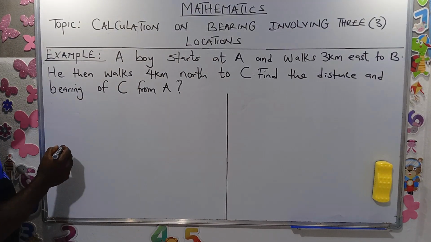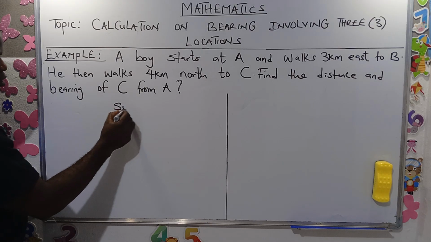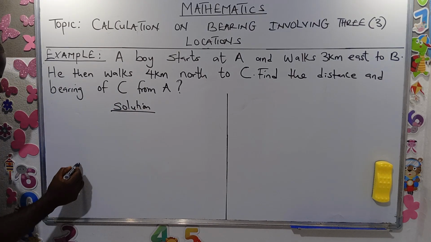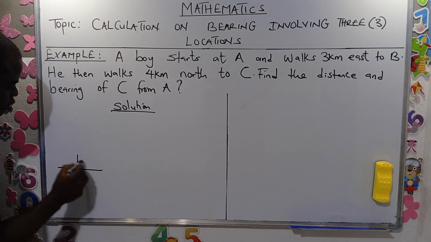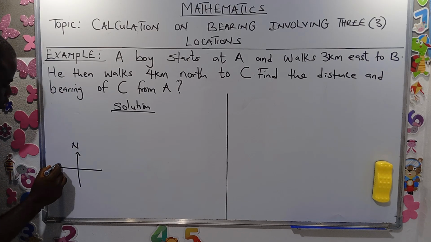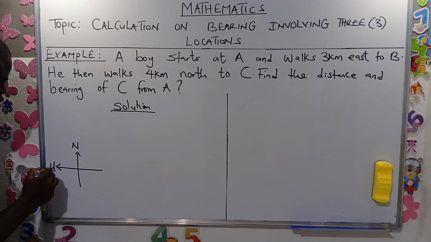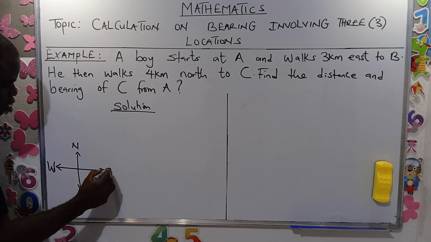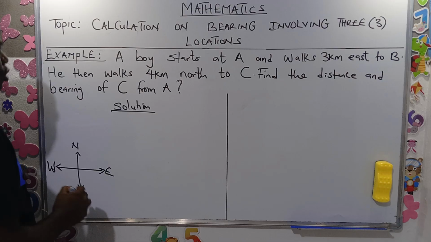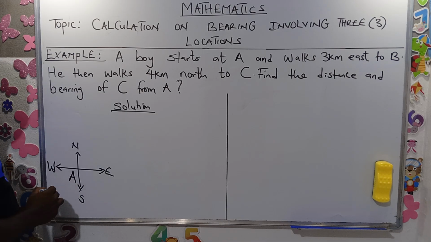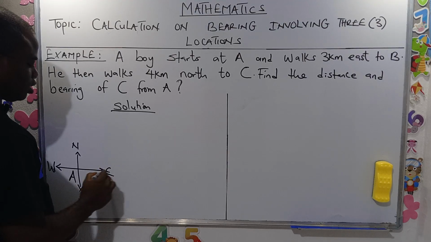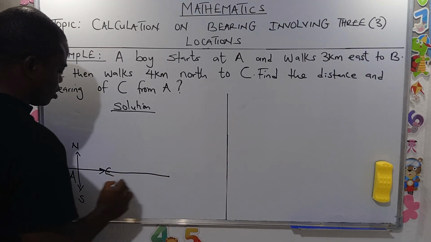A boy starts at A. Let's see. This is the north, west, south, and east. The boy starts at A. This is where he started from and walks 3 kilometers east. This is east. He walks 3 kilometers east.